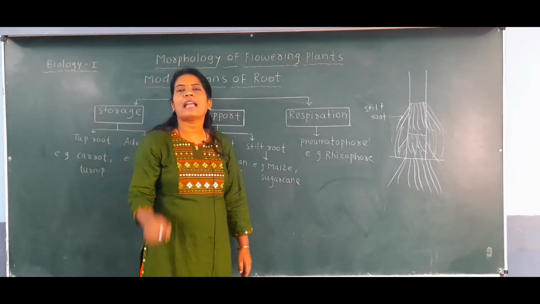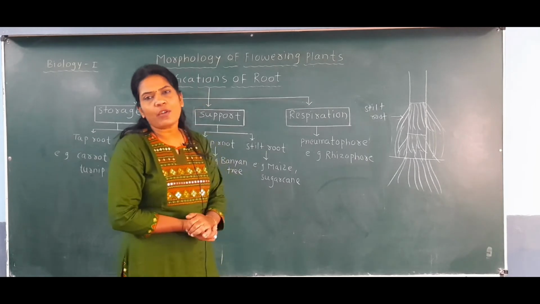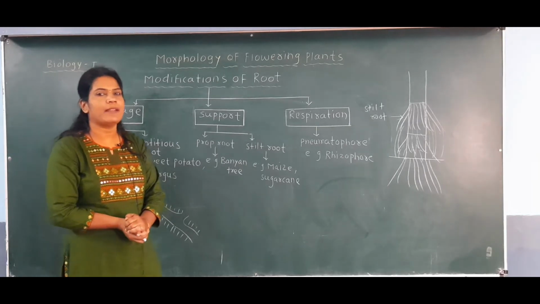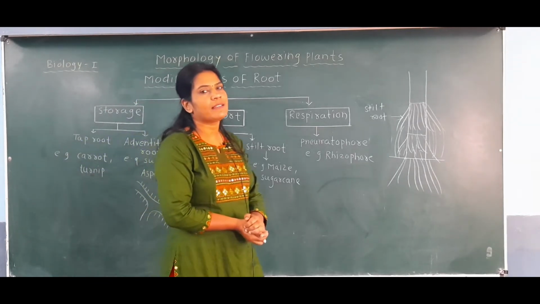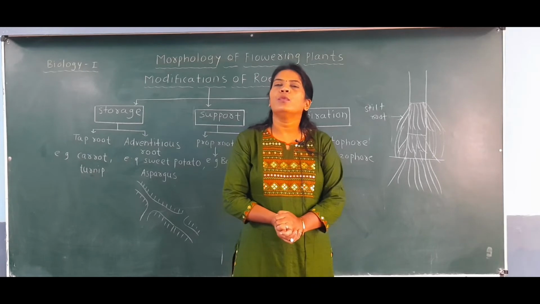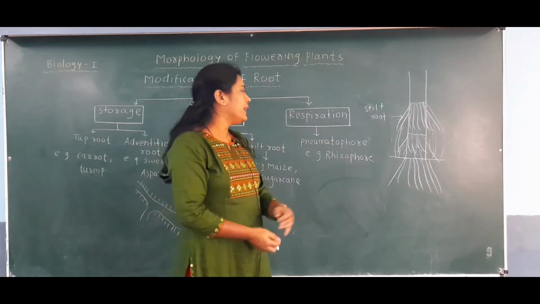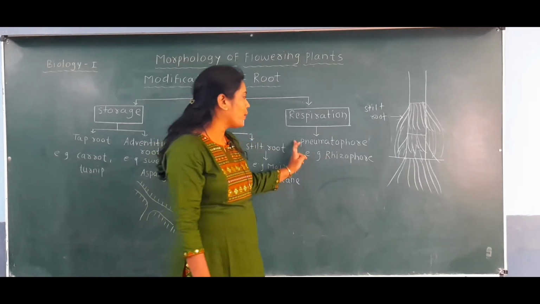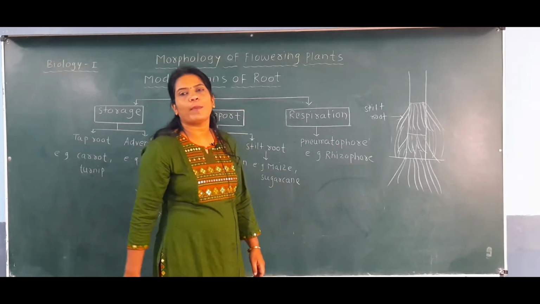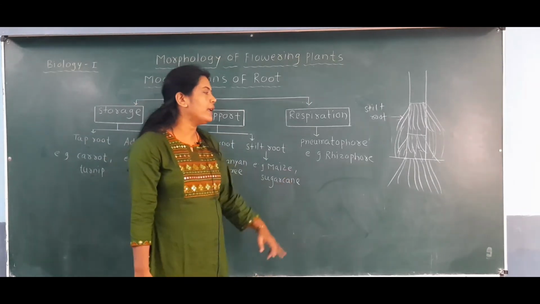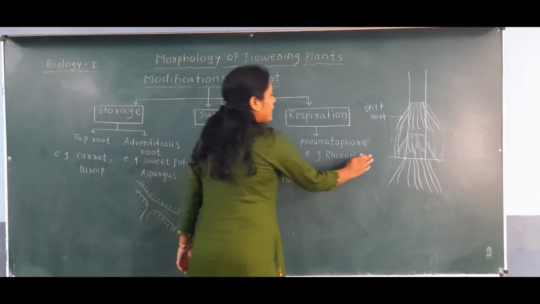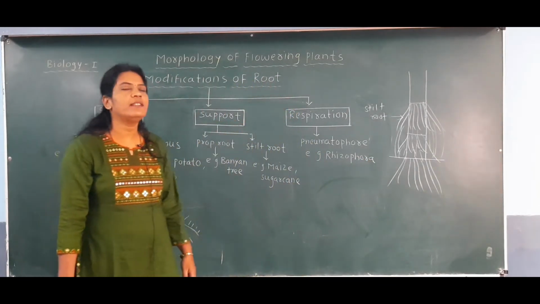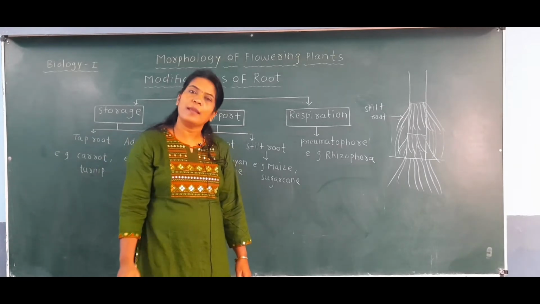Now we'll discuss the last modification of the root, and that is for respiration. For the respiration mechanism, the roots of some plants get modified. Now we have to see the example of this respiration in detail. That root is called a pneumatophore, and the example is of the rhizophora. So rhizophora is the example of this pneumatophore. Pneumatophore is the name of the root.